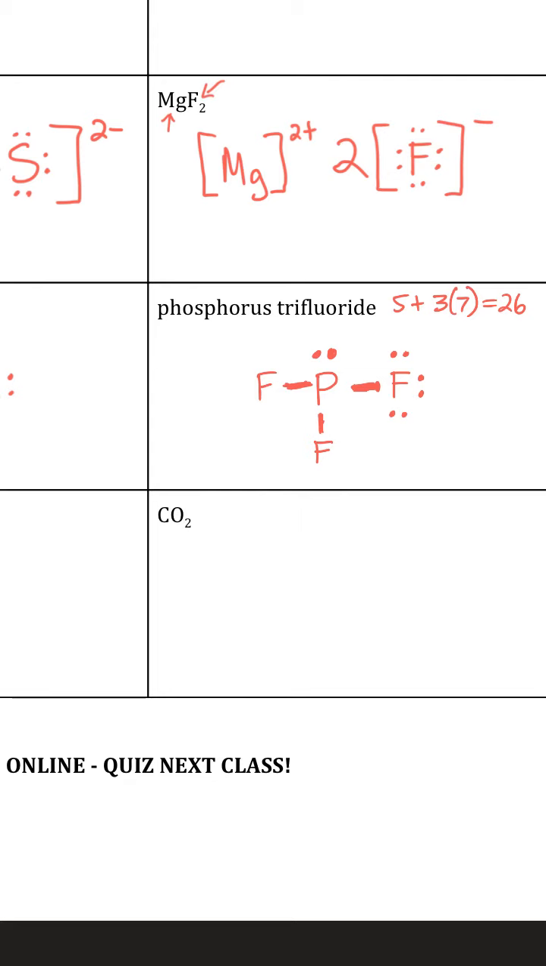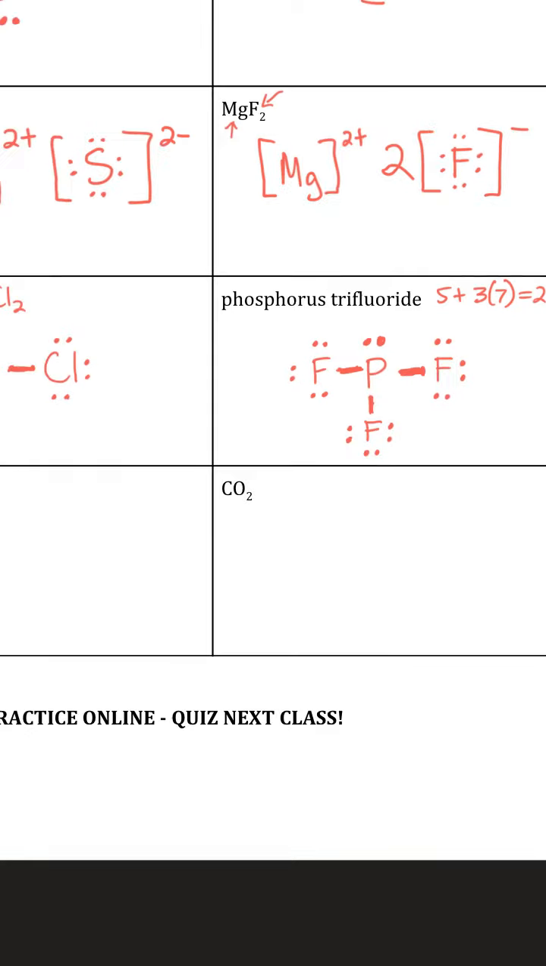So then we can finish this off by just drawing the remaining lone pairs of electrons for all the fluorines. Okay, so the number one thing is to make sure all of the atoms follow the octet rule, which in this case it does. Phosphorus does, and all 3 fluorines follow the octet rule as well, which means 8 electrons around it.